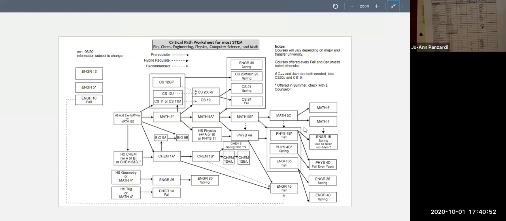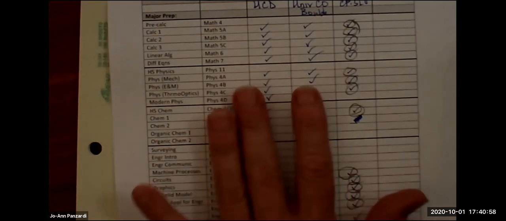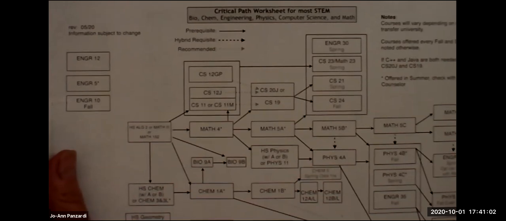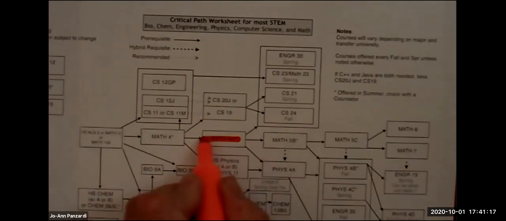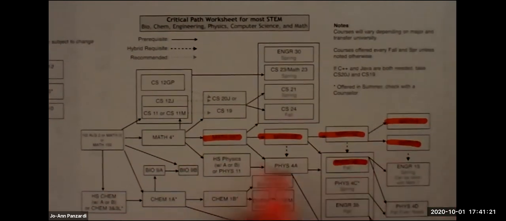So now what I'm going to do, I'm going to stop sharing. What I did is I printed this out. Does everybody see it? Okay. I'm going to get a highlighter. And now I'm going to highlight all the courses that each of these schools want. They want Math 5A, 5B, 5C, 6, and 7. They want 4B. They want 4A.